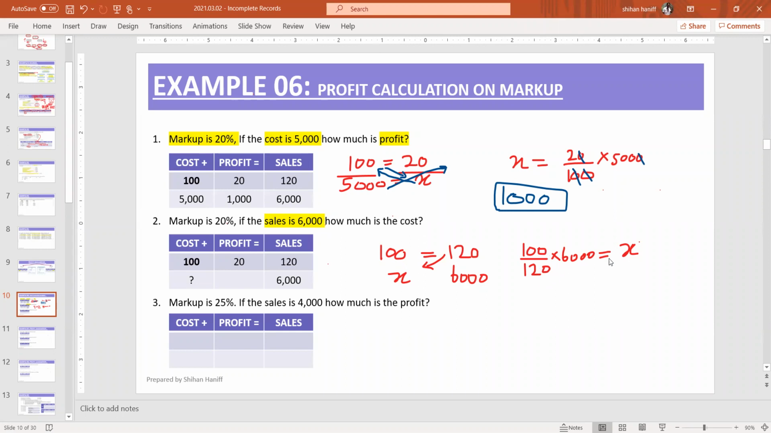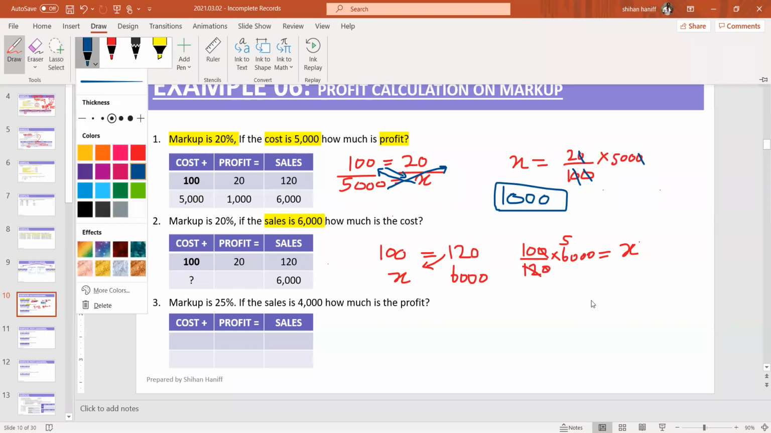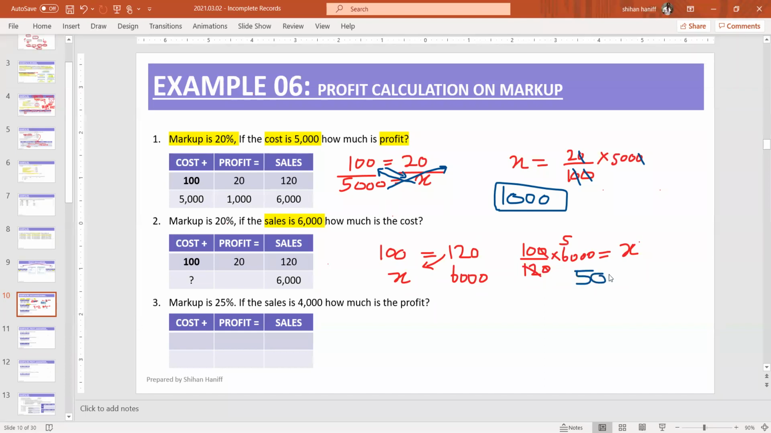Okay. If you solve this, the answer is 5000. Answer is 5000. Cross multiplication. 5000. Yes, that's correct.